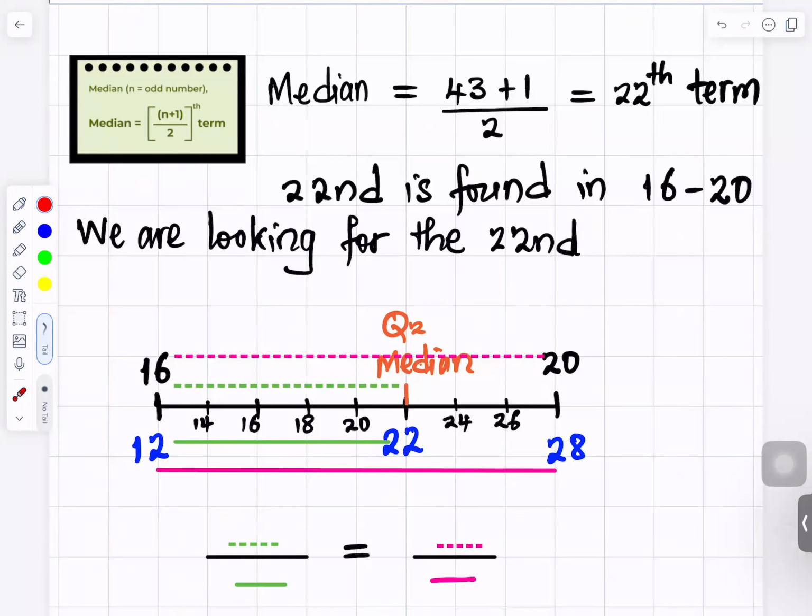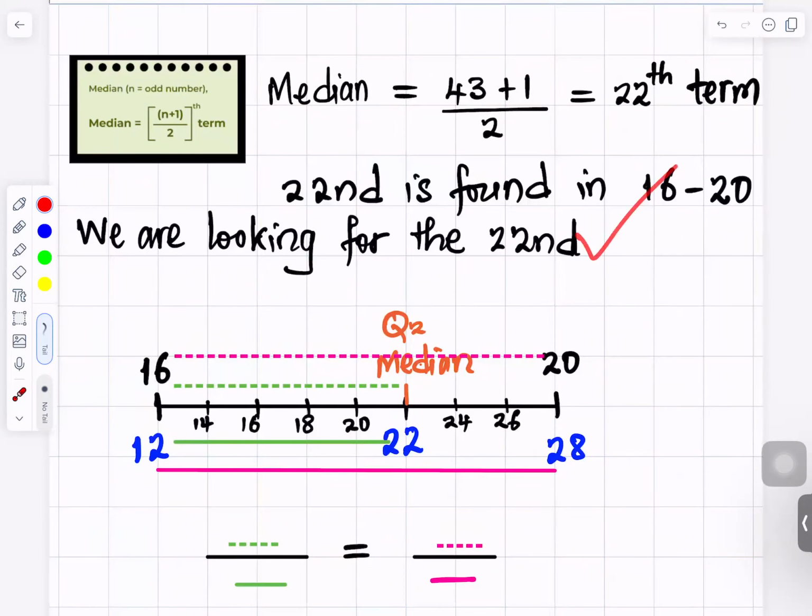For median, because it's an estimate, we can still use this one, or we can just use 43 divided by 2. That gives you the 21, but let's use this median formula, the (n plus 1) over 2 term. 43 plus 1 over 2 gives you the 22nd term. So the 22nd is found between 16 and 20 on the bar. I'll show you what that looks like.